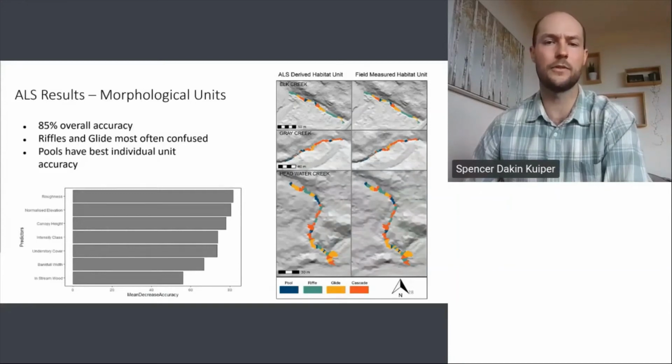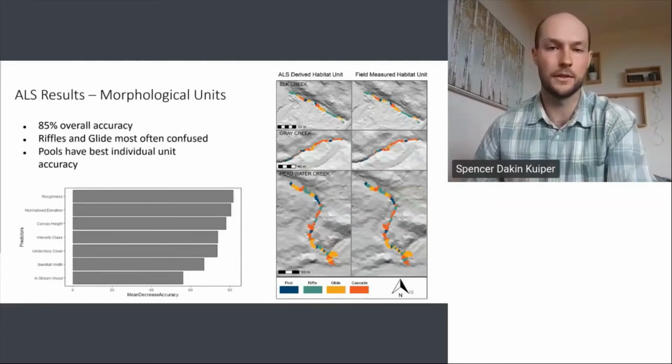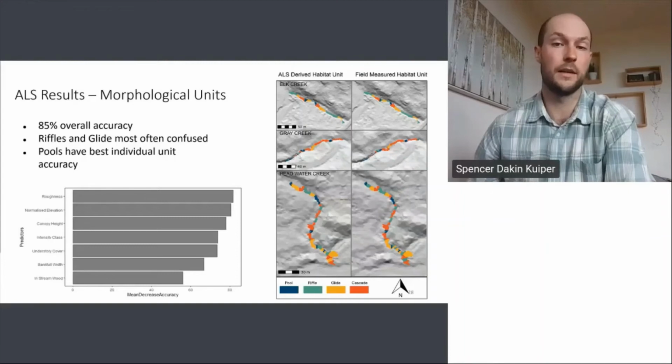There were mistakes as we move down a river, where smaller riffles that lead into a pool would just be totally encompassed by the pool. You can see that at the top of Headwater Creek here. But in general, we had quite a bit of success modeling these units.